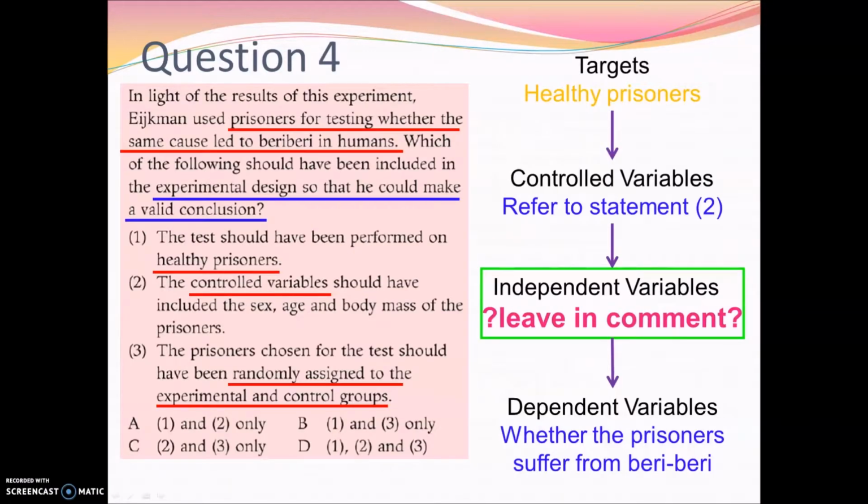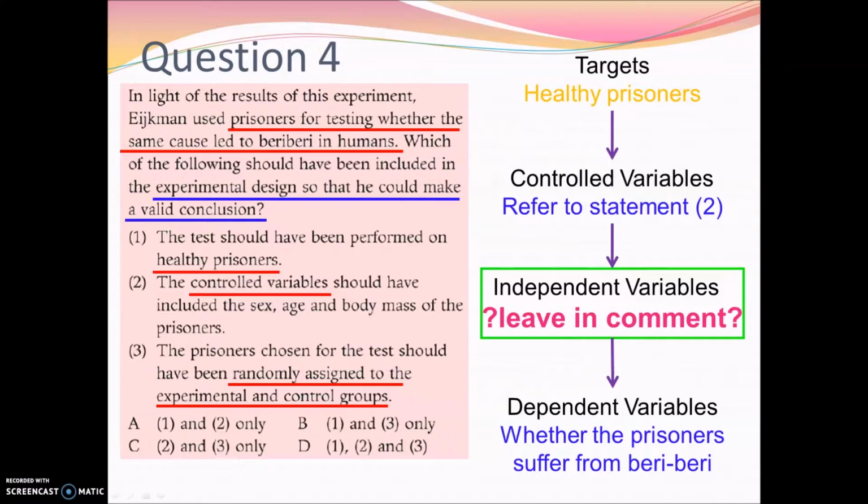So in question 4, in light of the results of the experiment, we changed the experiment from chicken to human. So we pick some prisoners and test whether the same causes lead to beriberi in humans. In this question, we would like to know the experimental design that helps us to draw a valid conclusion.